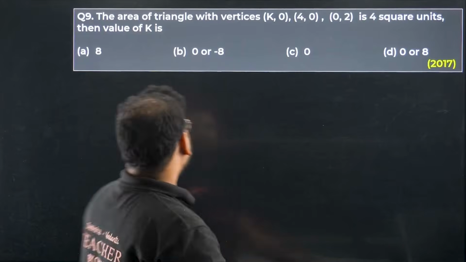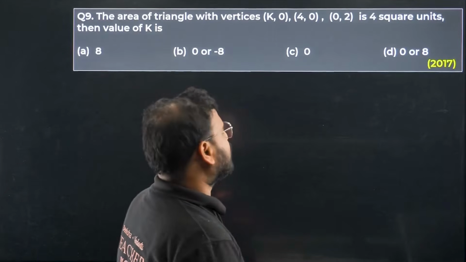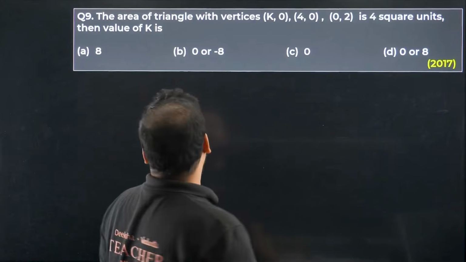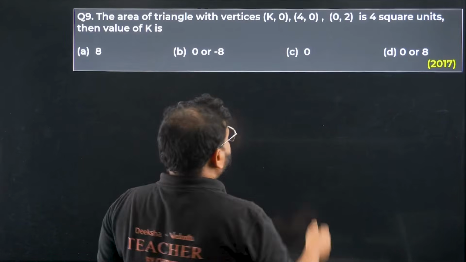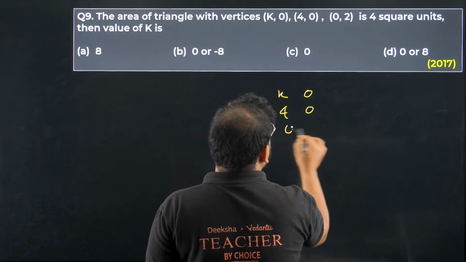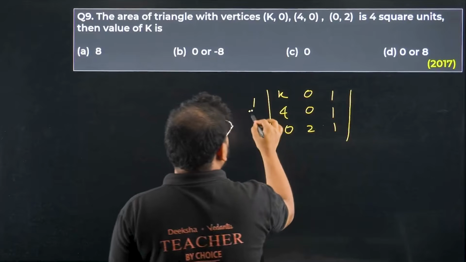Okay. Question number 9. The area of triangle with vertices (K, 0), (4, 0), (0, 2) is 4. Okay, they've given the area as 4 square units. Then the value of K is how much? Let's solve it. We get here the determinant with rows K, 0, 1; 4, 0, 1; 0, 2, 1. The third value, area means 1 by 2.